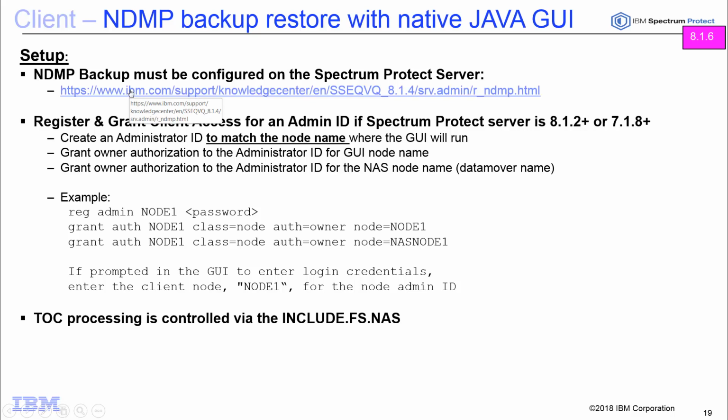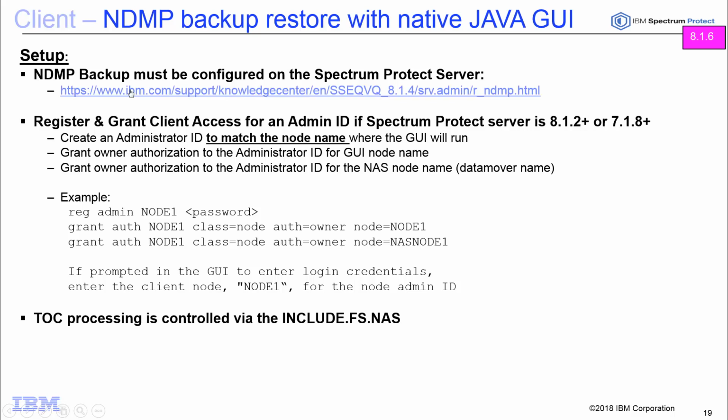In order to set up this native Java GUI, first of all, you do have to set up NDMP. And NDMP backups can be set up to go directly to tape or to go over the LAN through the Spectrum Protect server and out to any of our storage pools that we support. So you set that up, then you're going to go and register and grant client access for the admin ID if that Spectrum Protect server is 8.1.2 or 7.1.8 and above.